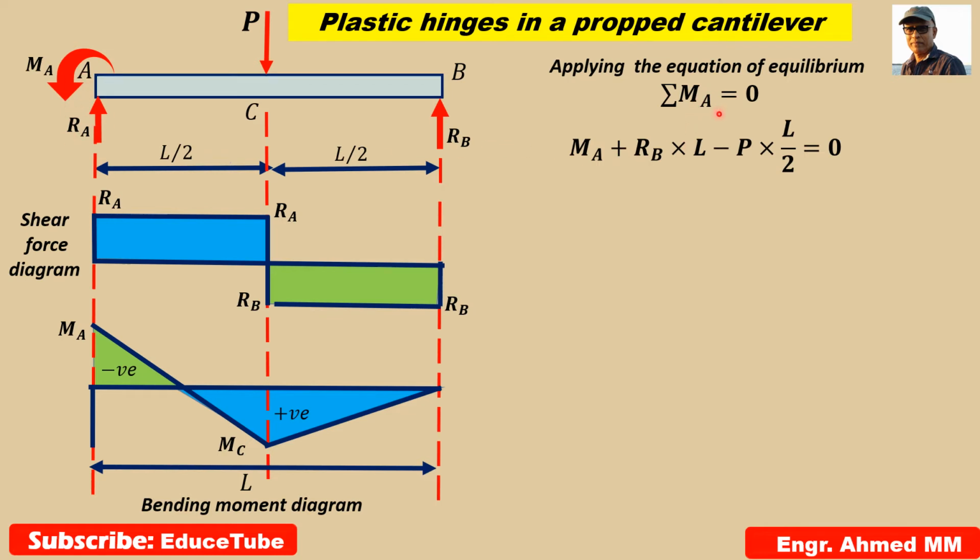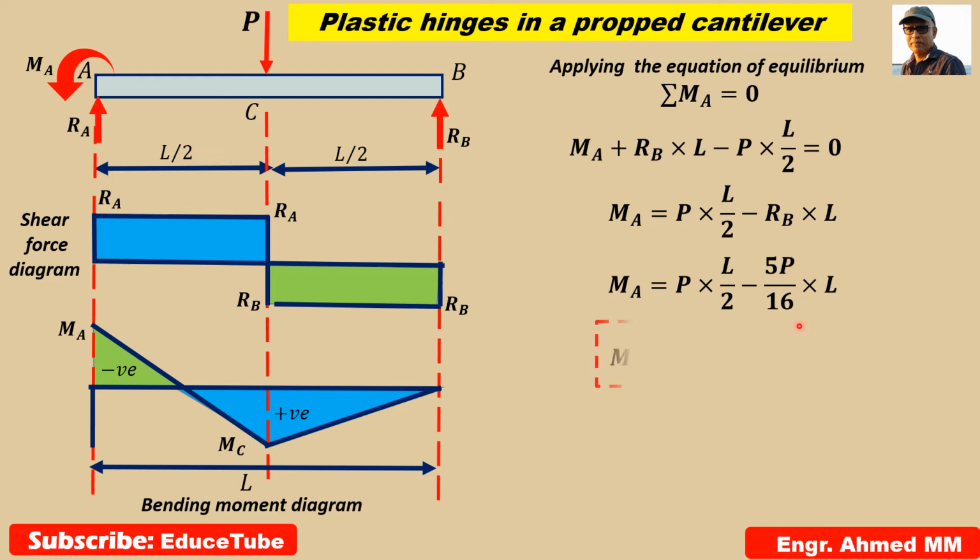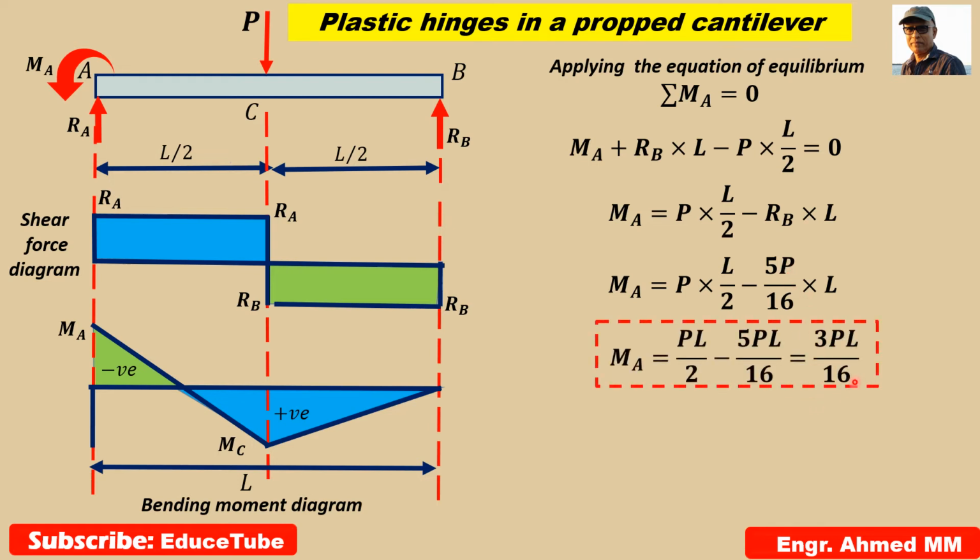Already written here, MA. So how to find MA? Taking all this to the right hand side, and we know RB is 5P by 16. This is the value we just put, because in the previous slide we got the value of RB. So what do we get in the end for MA? We get 3PL by 16. So this is the value for MA.